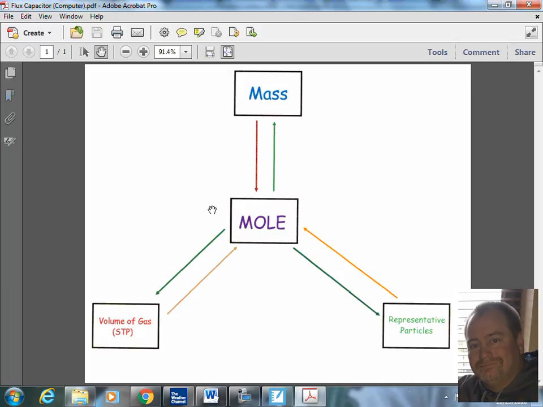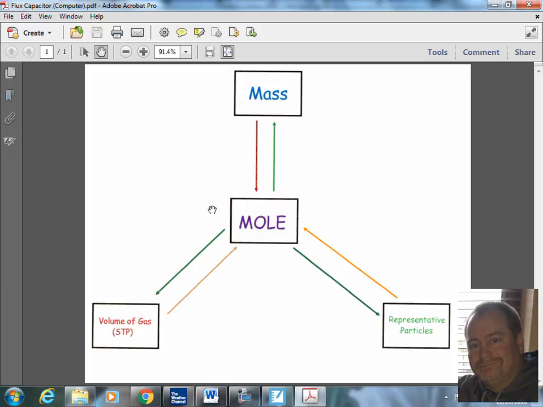So, 1 mole of oxygen gas at STP, 22.4 liters is its volume. 1 mole of methane gas at STP, 22.4 liters is its volume. 1 mole of nitrogen gas at STP, 22.4 liters. So 1 mole of any gas at standard temperature and pressure is 22.4 liters.